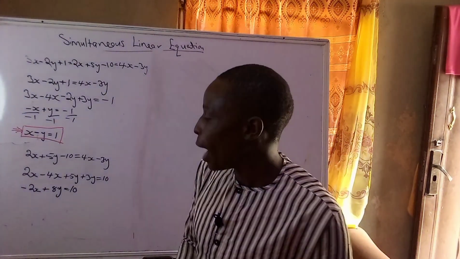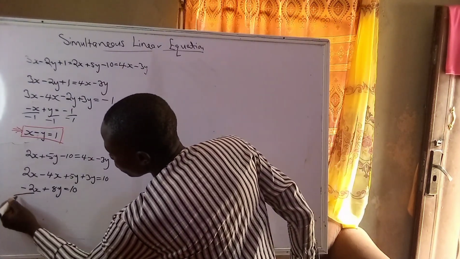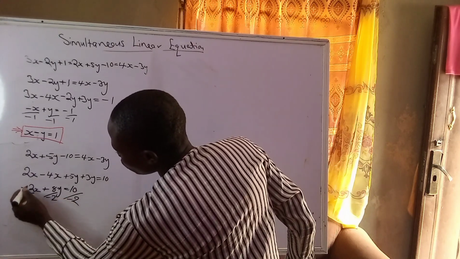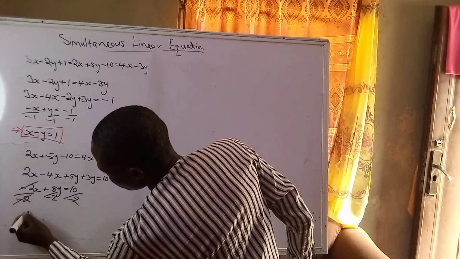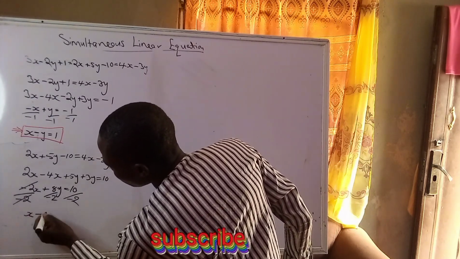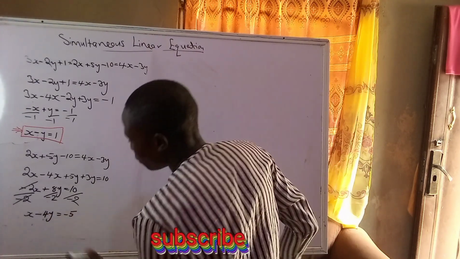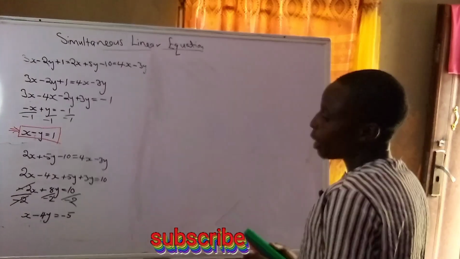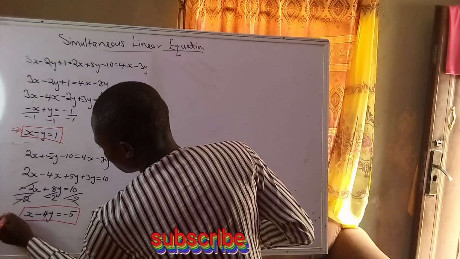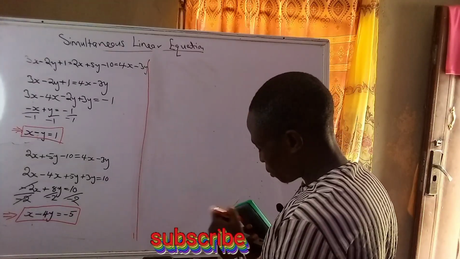So instead of dividing by 2, I have negative and I want to clear this very negative. What I will do is to divide all through by minus 2, so that this minus 2 will cancel this minus 2. I will have x minus 4y is equal to minus 5. Then this is my second equation.